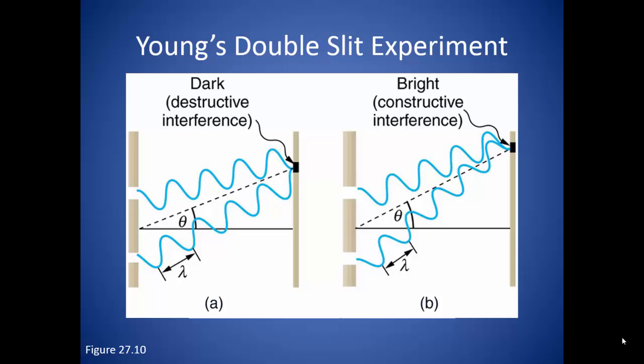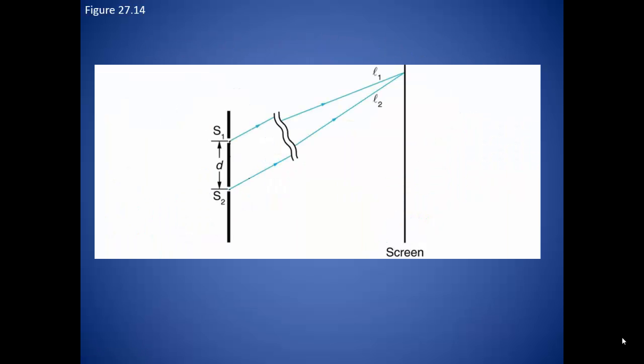The light bands occur when the crests of both waves meet at the screen. Again, both waves start out in phase. The difference in distances allows for both waves to arrive at the screen still in phase, resulting in constructive interference in a band of bright light. So the paths from each slit to a single point on the screen differ.